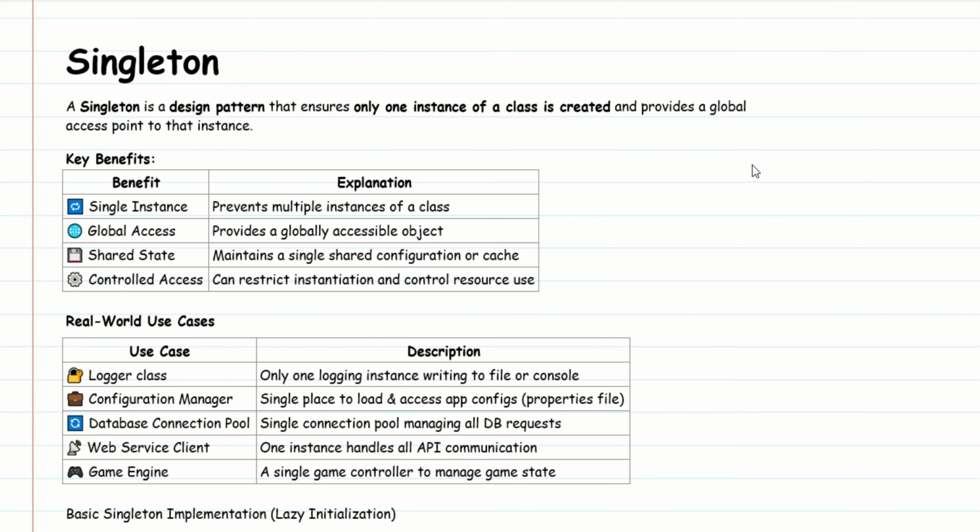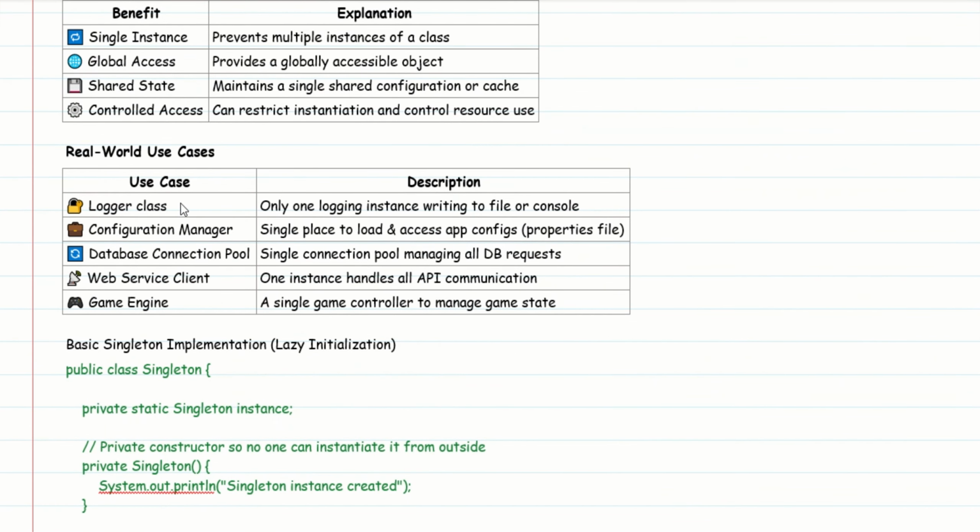or a configuration manager. So imagine having multiple connections trying to manage a single printer. It's chaos, right? So that's why we have a singleton, which prevents multiple instances of a class, provides a global accessible object, maintains a single-thread configuration or cache, and it controls access as well. It can restrict instantiation and control resource usage. So here are some real world use cases: logger class, configuration manager, database connection pool, web service client, and game engine. So here are the real world use cases of singleton.